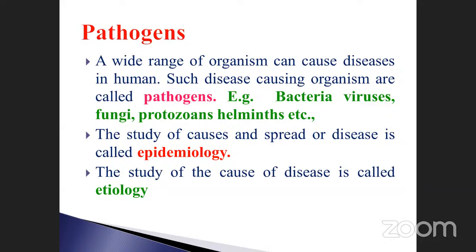Already discussed. These 2 things are very, very important. The study of causes and spread of disease is called epidemiology, and the study of the causes of disease is called etiology. What are the causative organisms? The study of causes of disease is called etiology. The study of causes and spread of disease is called epidemiology. These 2 things are very, very important.